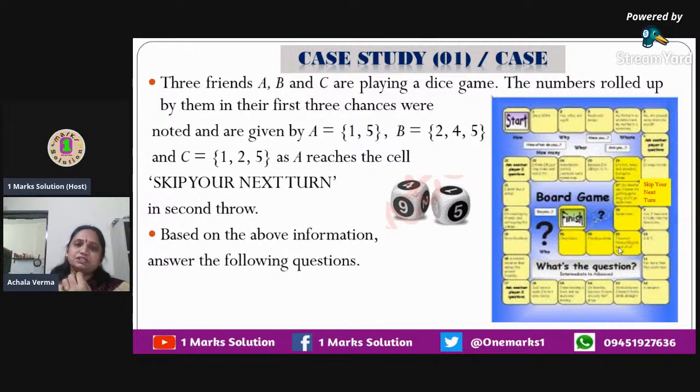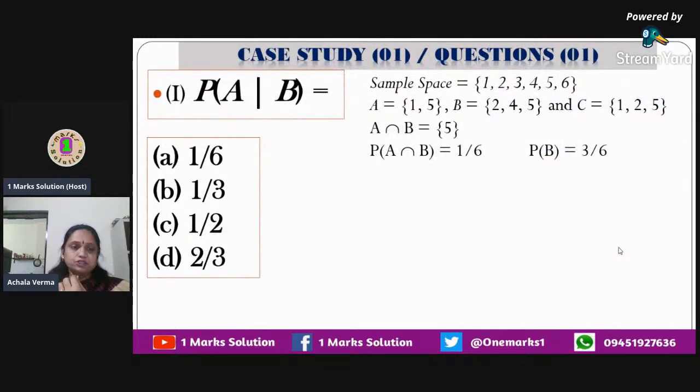Case study questions are basically to test your application knowledge. Real life applications are applied in this. So now the first question is find the probability of A when B has already occurred. Let us first understand what the sample space is for this question. You're throwing a die, so you have 6 outcomes: 1, 2, 3, 4, 5, and 6. A gets 1 and 5, B gets 2, 4, 5, C gets 1, 2, 5.